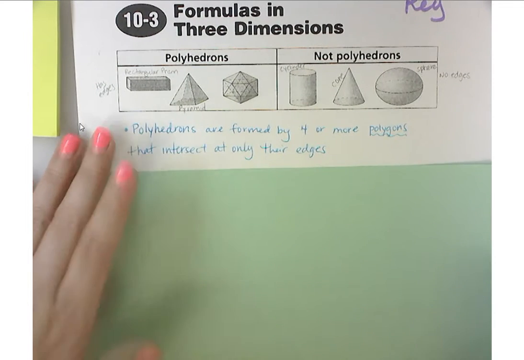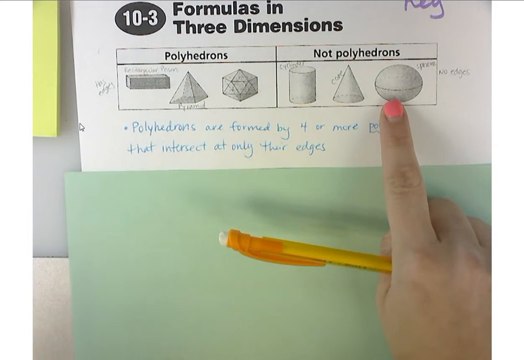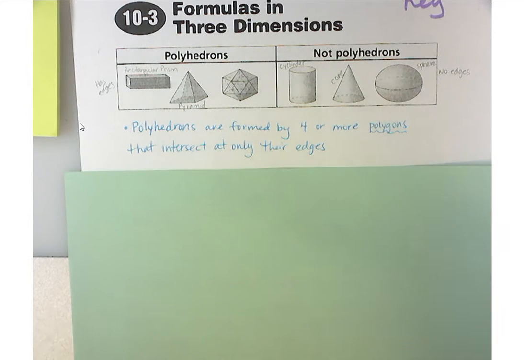Okay, so polyhedrons are going to be formed by 4 or more polygons that intersect at only their edges. So it makes sense that these are not polyhedrons because they do not have edges.